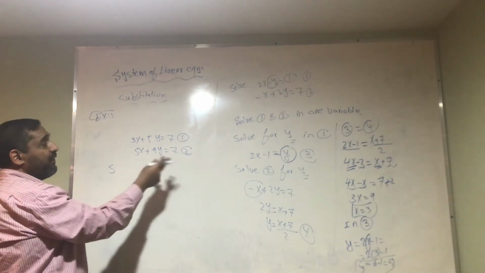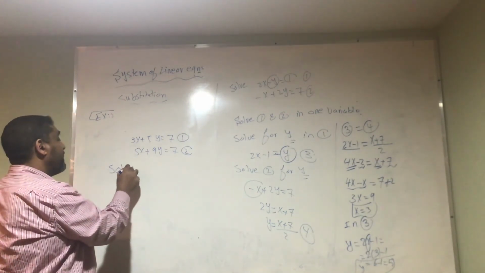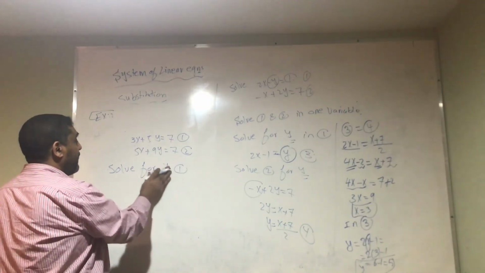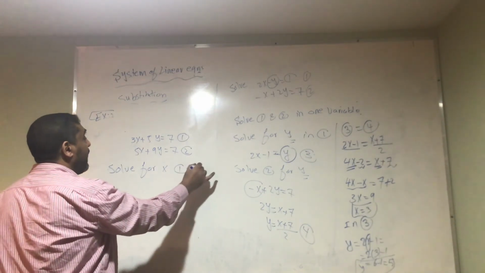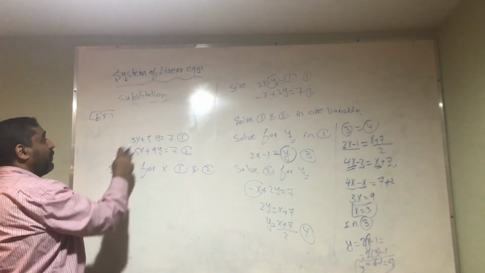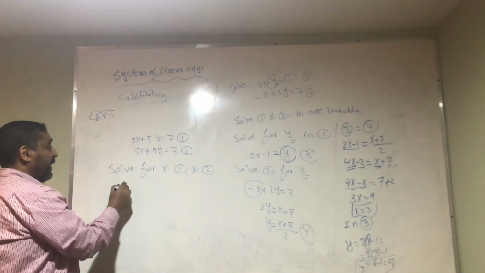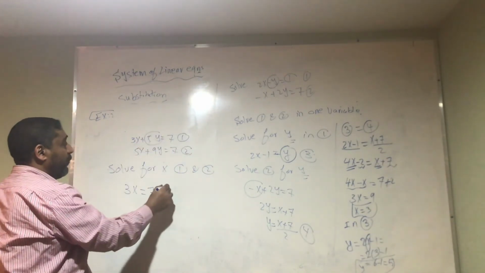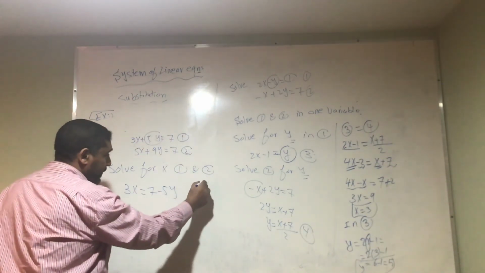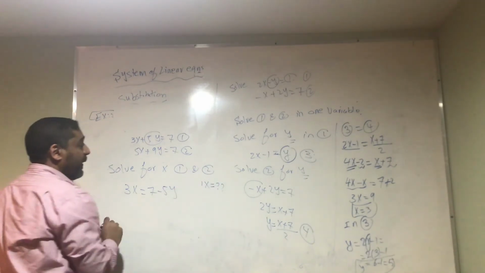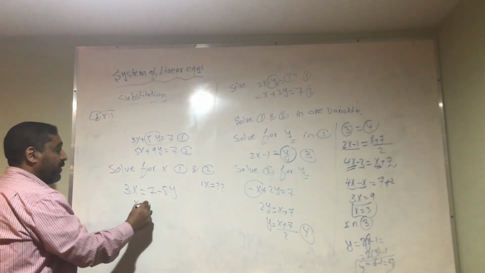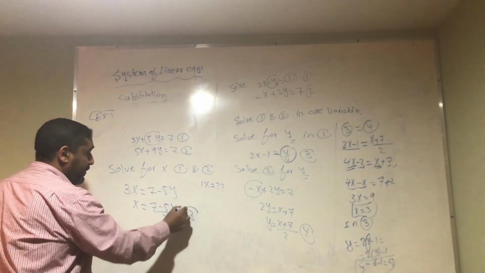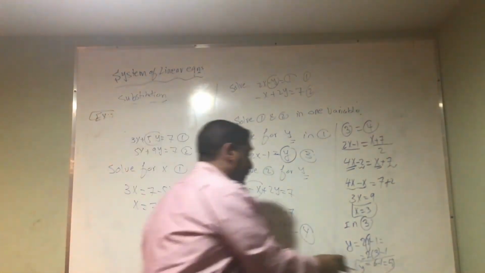In the previous example we solved for y, so let us solve for x this time. Solve for x in equations 1 and 2, guys. When I solve equation 1 for x, what do you get? Take 5y to the right, so you have 7 minus 5y. I need the number in front of x to be 1, so I have to divide by 3. So x equals 7 minus 5y, divide the whole thing by 3. I call this equation number 3.